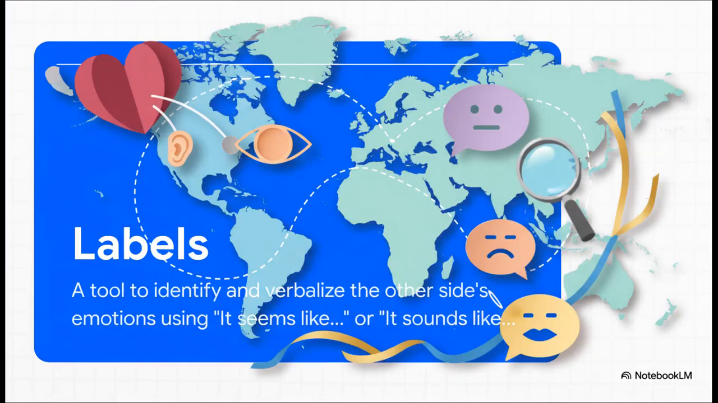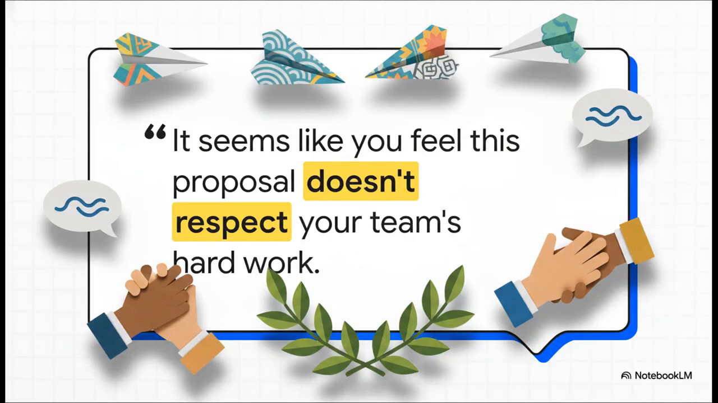The first tool in your kit is something called a label. All it is is a way to spot and gently say out loud the emotion you're sensing from the other person. You always start with phrases like, it seems like, or it sounds like, or it looks like. The key is you're not agreeing with them, you're just showing them you're paying close attention to how they're feeling. Here's a perfect example of what that sounds like.